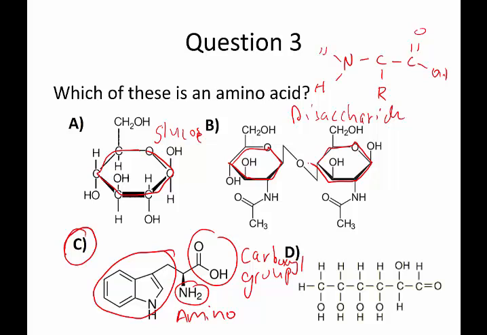And also remember, we can have a linear form as well. So there's the ring form and linear form of carbohydrates. So this is the linear form right here. So for each of these, we don't really see the characteristic groups. So we don't see the carboxyl group, we don't see the amino group in many of these. We also, of course, don't see the R group as well. So this leaves us with C as being the best answer here. And again, we see the amino group, the carboxyl group, the central carbon right there, as well as the R group. So C is the correct answer here.